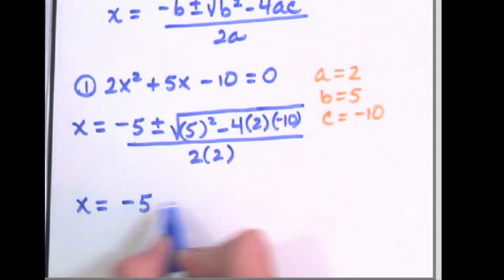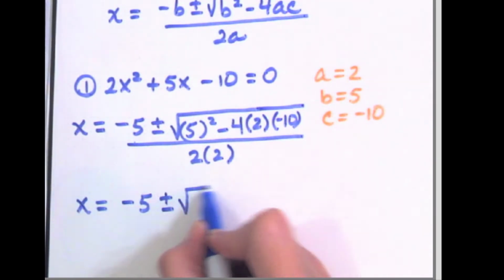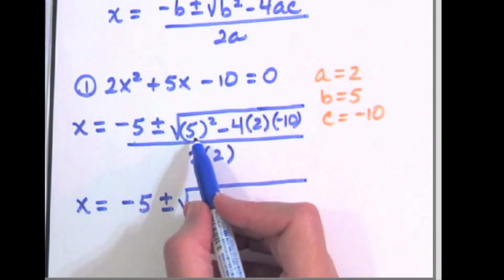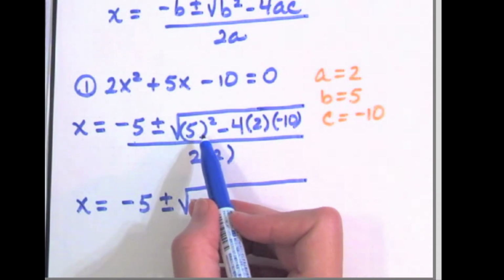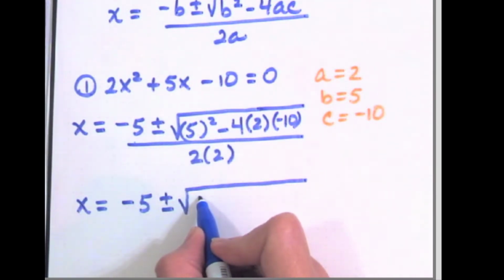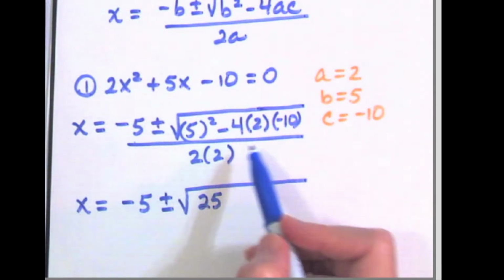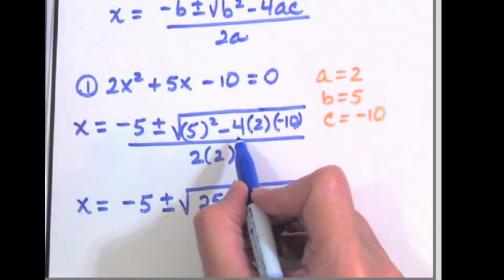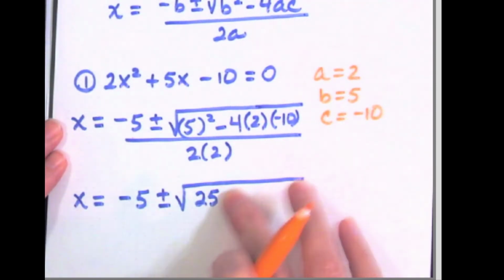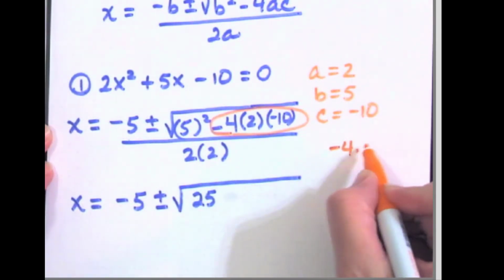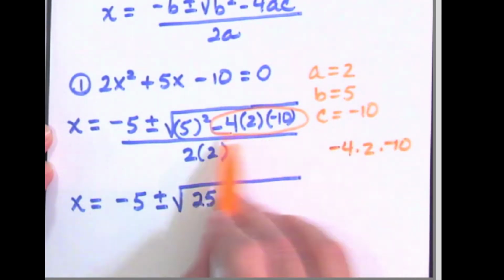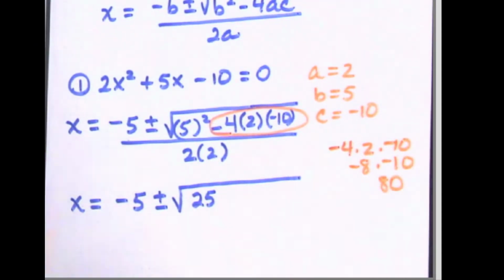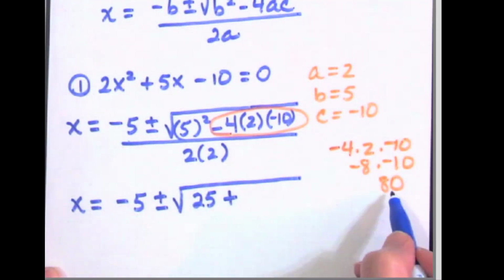Okay, we're going to bring down that negative 5, the plus or minus, and we're going to simplify what's underneath this big grouping symbol, the radical. So we're going to do our order of operations, do our exponents. 5 squared is 25. And then we're going to take care of this multiplication. Now all of this is being multiplied. Let's take that sign out. Let's see, we had negative 4 times 2 times negative 10. That's what's going on right there. So that's negative 8 times negative 10, which is 80. So that's really going to be plus 80.